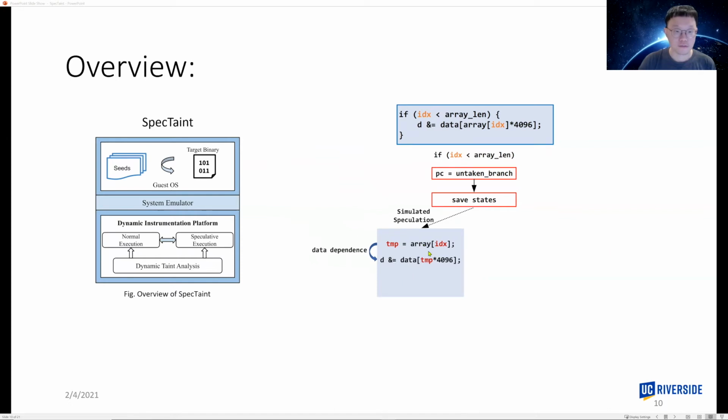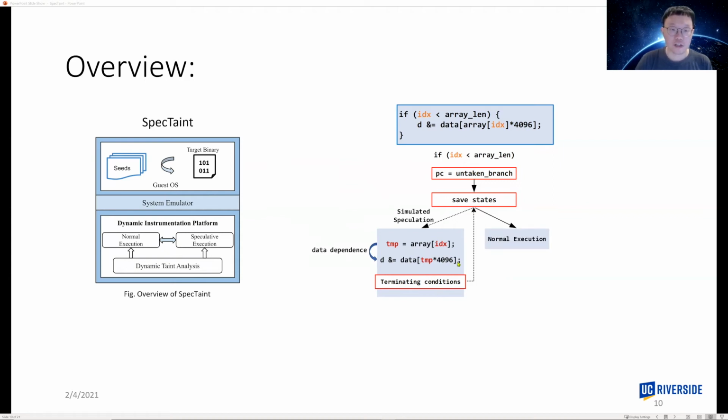In other words, there are data dependencies between those instructions, and therefore those instructions can form a Spectre gadget. When terminating conditions are met, such as reaching the speculative execution window, it restores the execution state to the previously saved state, and also restores any memory modification that happened during speculative execution.